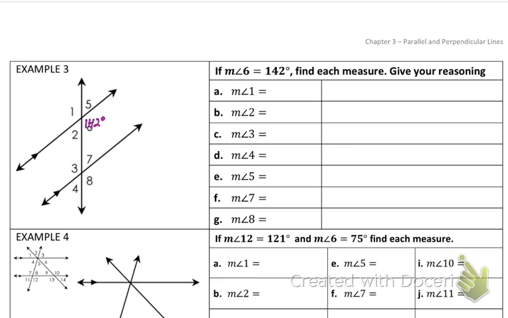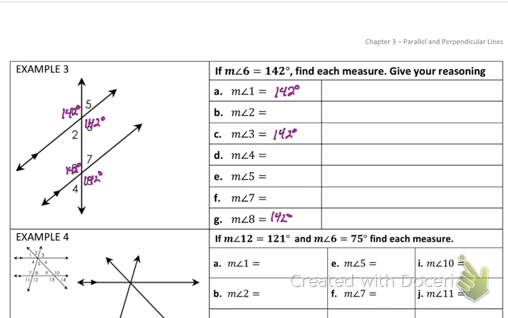I would have gone angle 1 is also 142. I would have used vertical angles. So 1 should have been 142. Then we could have used corresponding angles to get to 3. We could also use alternate interior angles to say 3 is 142 as well. So 3 is 142. And then I can get to 8 being 142. I could use the vertical angles, corresponding angles, or alternate exterior angles to get to this one being 142 as well. Lots of ways we can get to 142.